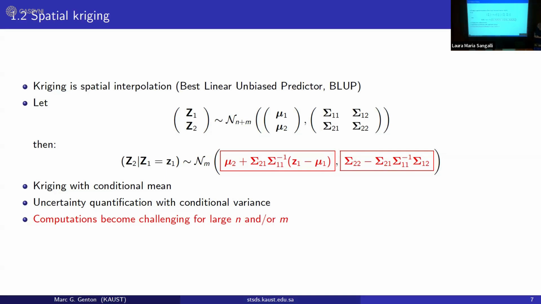Here again, if you look at this expression in red, you see there's this sigma 11 inverse that appears, and there's a multiplication with sigma 21. And when n and/or m are going to be large, this is going to be, again, computationally challenging.